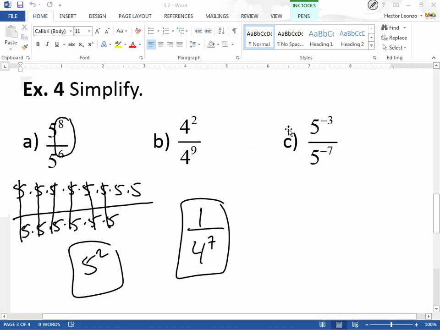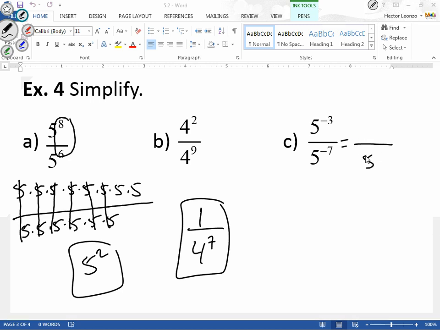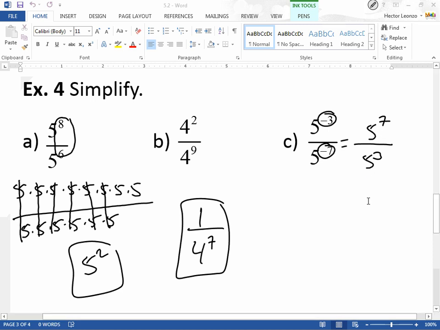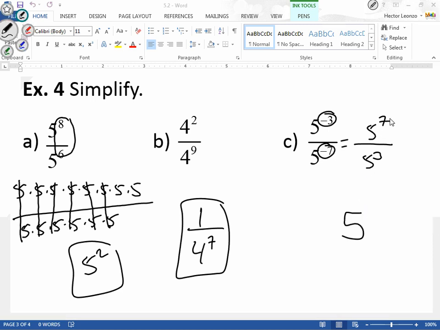Looking at example C, let me just rewrite this as 5 to the third at the bottom, because remember negative exponents, and then 5 to the 7th on the top, once again, negative exponents. And I'm just going to subtract this. All right, because it's the same base, I'm going to copy the base. I'm going to subtract my exponents. 7 minus 3 is 4. Because my bigger exponent is on top, I don't need to have a fraction. So it's 5 to the 4th.